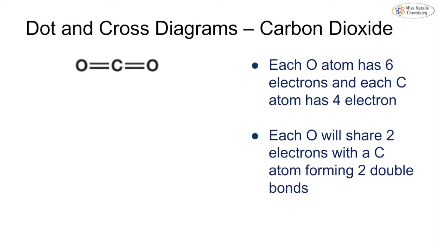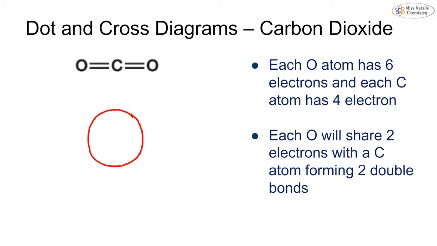And we can then apply that same information to a dot and cross diagram. For example, for carbon dioxide. Each of the oxygens has 6 electrons, and the carbon in the centre has 4. So what happens is each of the oxygens will share 2 electrons with 2 electrons in the carbon, and we get a double bond on either side. So what does that look like?